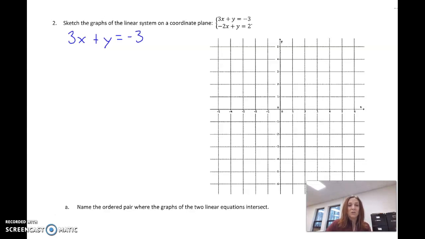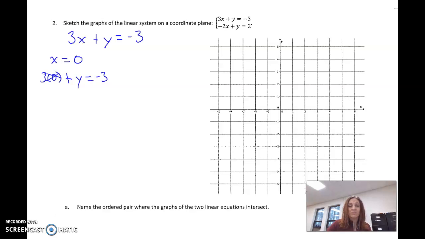So again, like I told you before, like there's a 1 here. If I look at the coefficients of x and y, and 1 and 3, like go into -3 evenly, no decimals or fractions, I'm probably going to look at doing intercepts. So that's what I'm going to do first. I am going to plug in 0 for x, and then I'll plug in 0 for y. So right here, I'm going to go 3 times 0 plus y equals -3. Just substituting it in and solving.